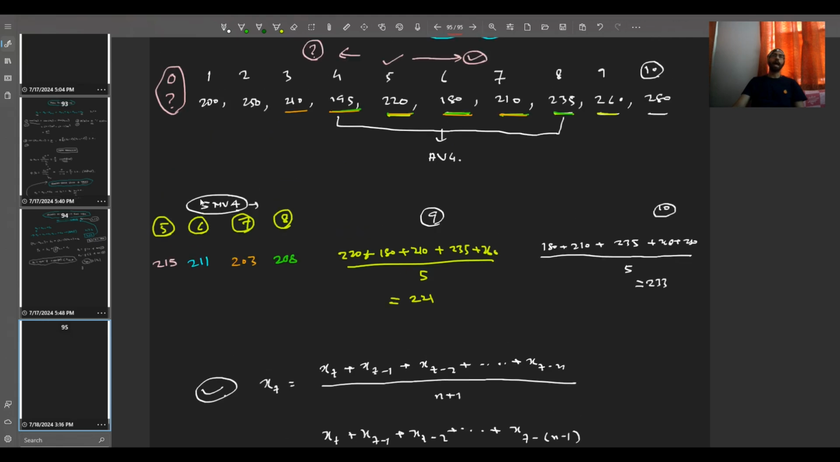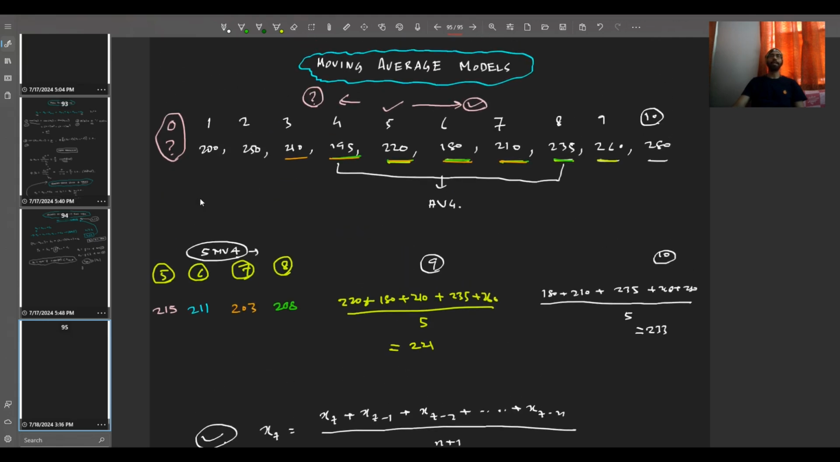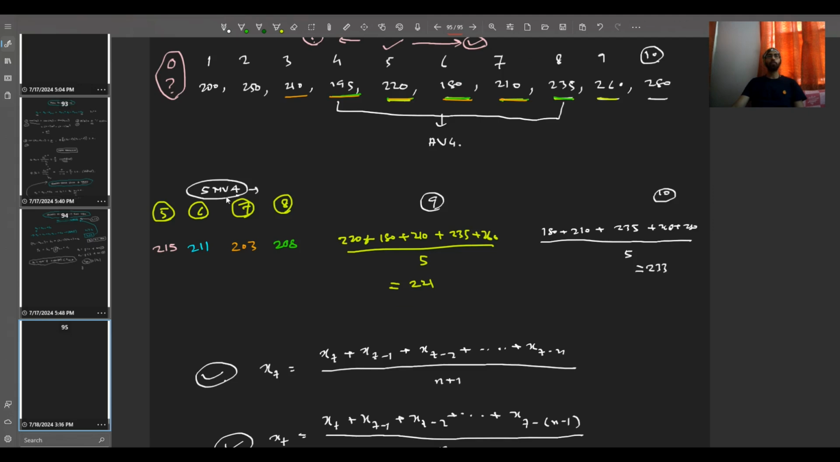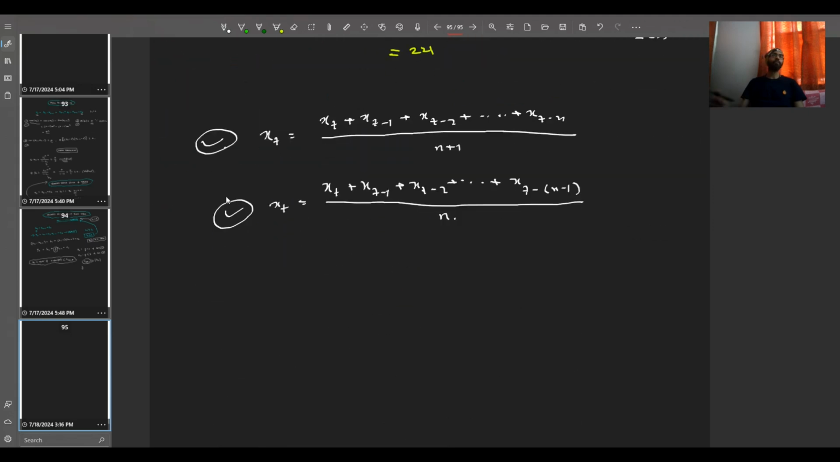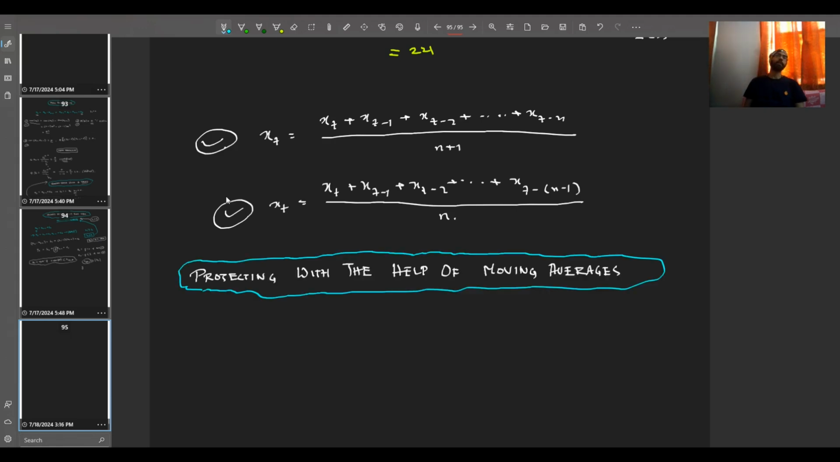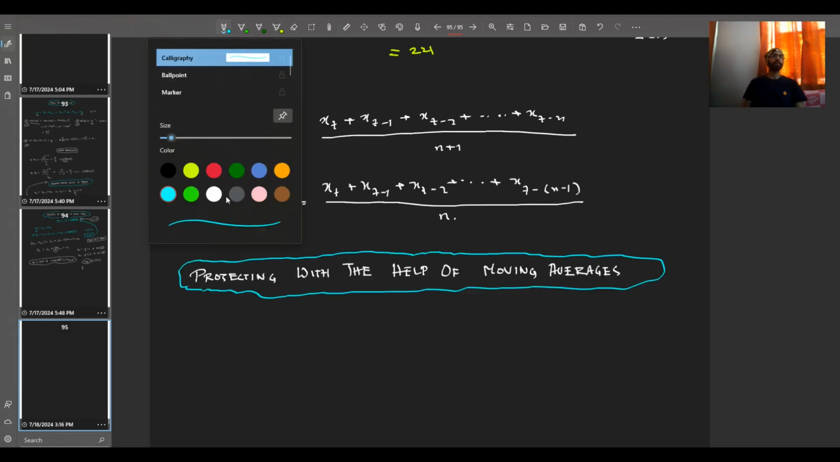Now friends, our calculation looked at historical calculations, right? Historical numbers. We knew the numbers and we calculated it. Now in case we need to project it, we have to get into a more mathematical format. Let's look at that. So, projecting with the help of moving averages. How do we do that, friends?